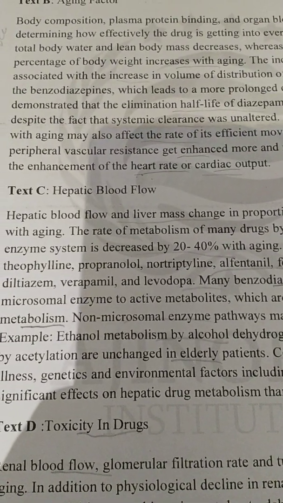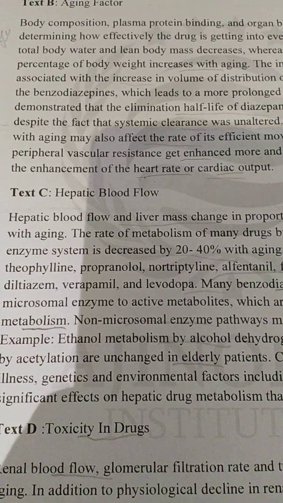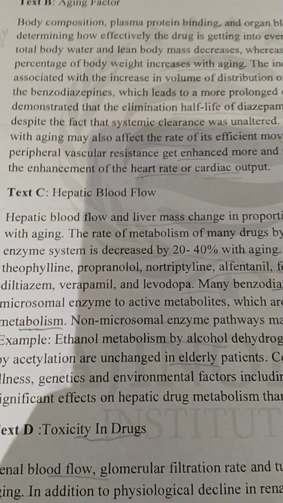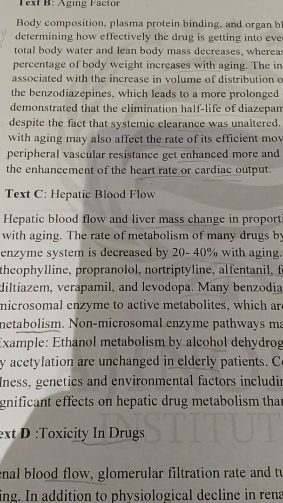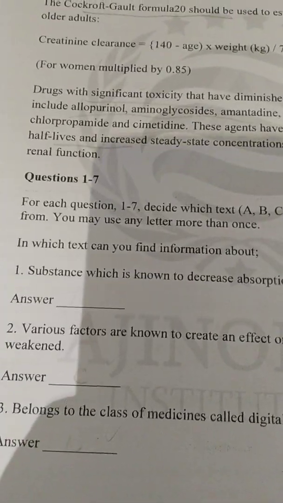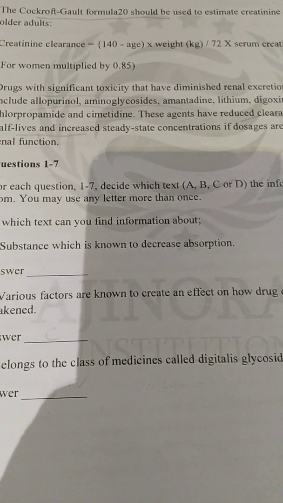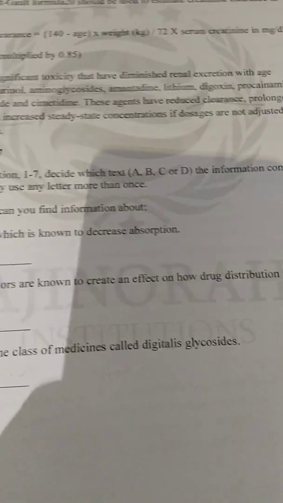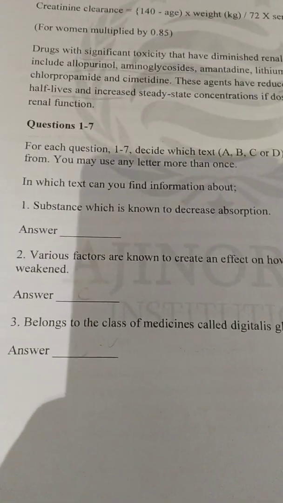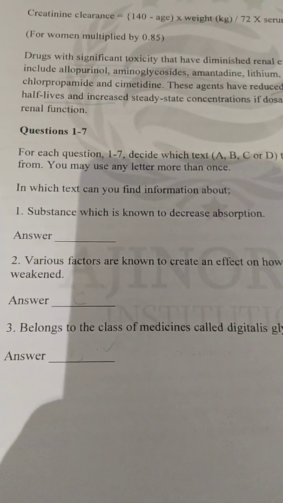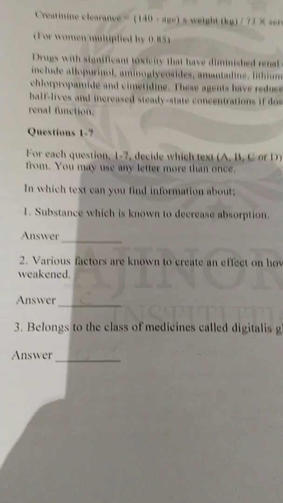So in my opinion, it's better to do questions 8 to 20 first, and once you're done with this, it will be easy for you to write the 1 to 7 answers, because in the 1 to 7 section they are asking, for each question 1 to 7, decide which text A, B, C or D the information is coming from. So once you have done 8 to 20, you know which text it comes from. So it will be easy for you and there is no need to waste any time there.